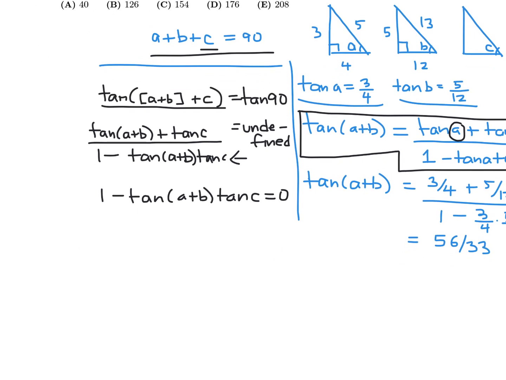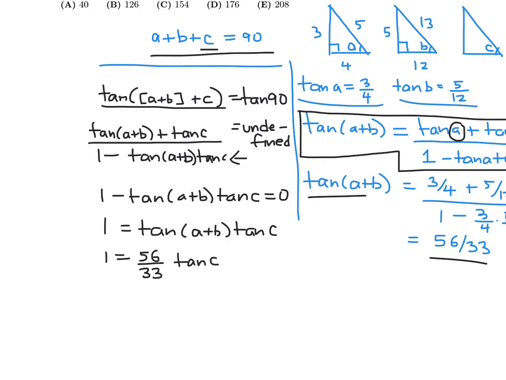Okay, so that's pretty decent. So let's solve this. That means the tan of A plus B times the tan of C. Tan of A plus B, we actually got 56 over 33. So let's plug that in, 56 over 33, tan of C. And therefore the tan of C is equal to 33 over 56.